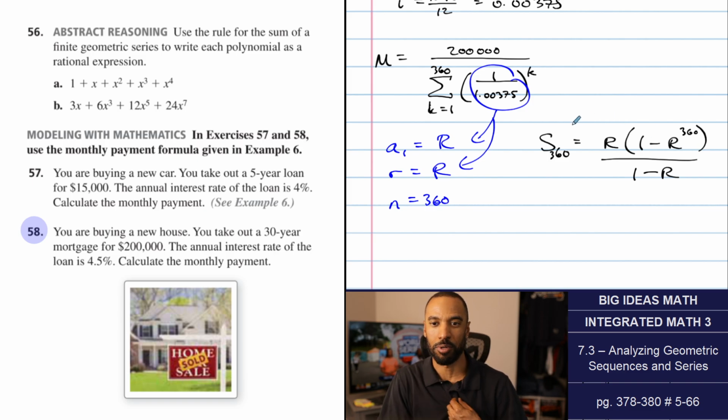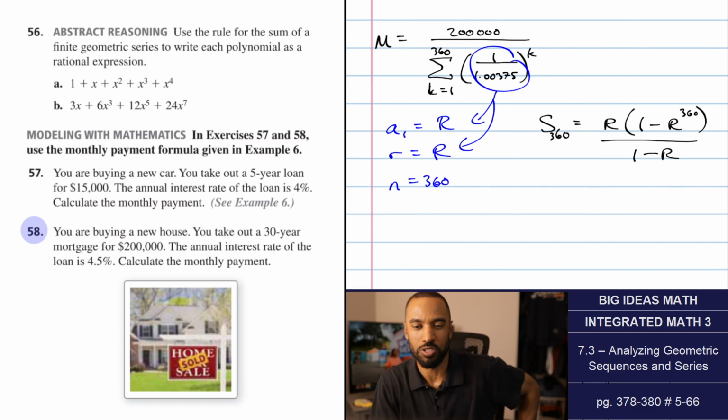This time, I'm going to let the calculator do it, but make sure you put parentheses around your denominator. So I'm going to do R, that's M. I'm going to do R times 1 minus R to the N power all over, in parentheses, 1 minus R. This isn't the answer. Whoops. This isn't the answer. That's M again. This is the denominator. So that's my S sub 360 value, okay?